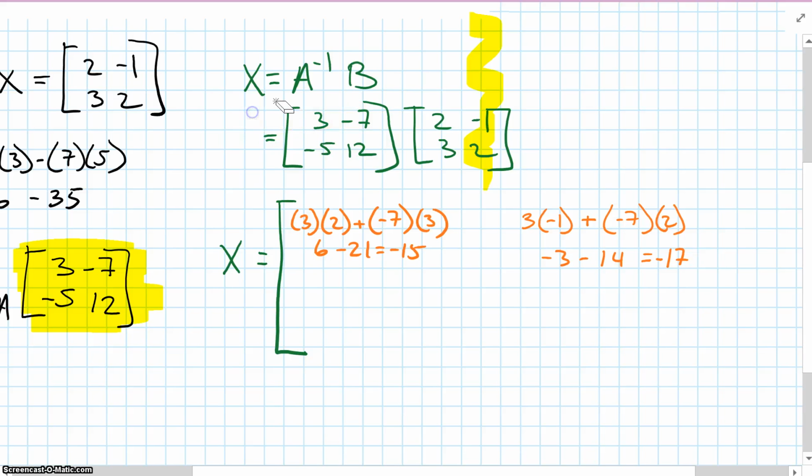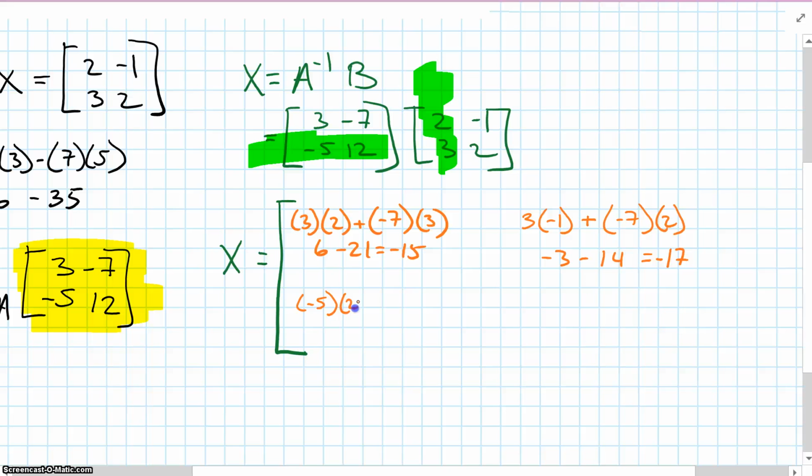Okay, now we're going to go second row, first column. Second row, first column. So we're going to get negative 5 times 2 plus 12 times 3. So that's going to be 26.